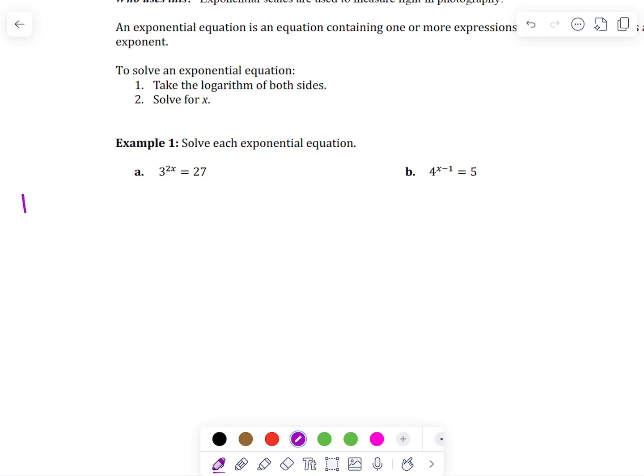We're going to take the log of both sides. Then we can use our power property. We're going to take that 2x and bring it down in front. So the 2x goes down in front, and then everything else stays the same.